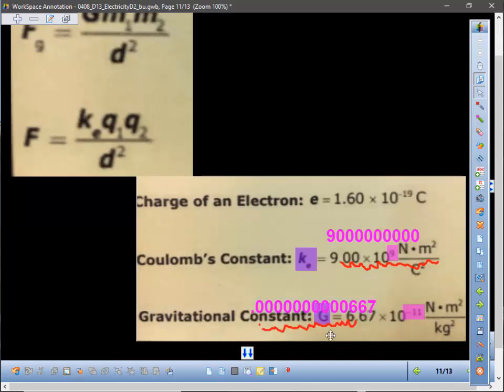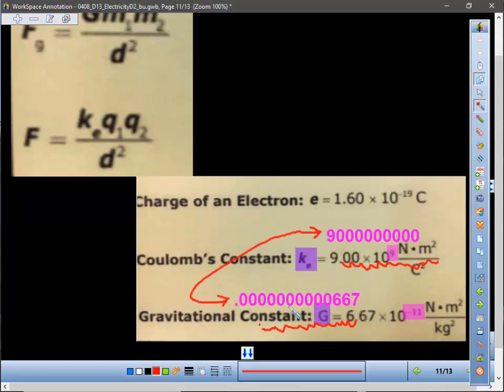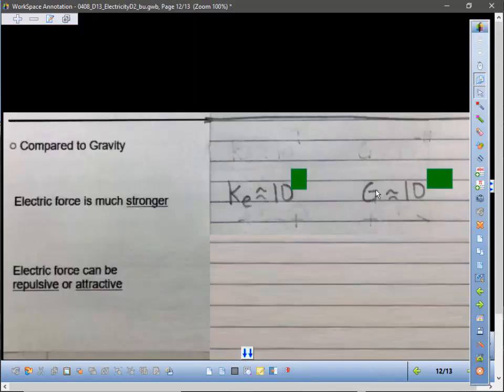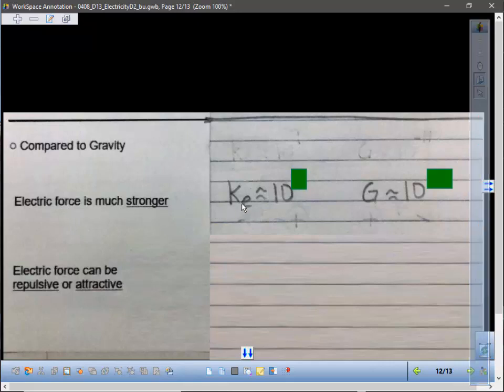Okay. Notice the difference in these two constants. The gravitational constant is much smaller than the electrostatic constant because the gravitational force overall is much weaker. You need a lot of mass in order to measure the gravitational force, whereas you only need a little bit of charge to measure the electrostatic force. So the last part of our notes is just comparing gravity to electricity.